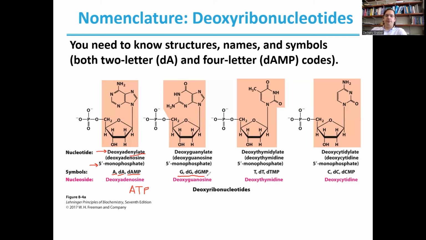Our other nucleotides follow the same basic format. Again, we have 3 different possible symbols that all could be used. G as the most generic symbol, DG getting slightly more specific, DGMP even more specific. For all 4 of these nucleotides, it is important that you know the structures, names, and symbols here so that you can easily recognize them in different biochemical scenarios.